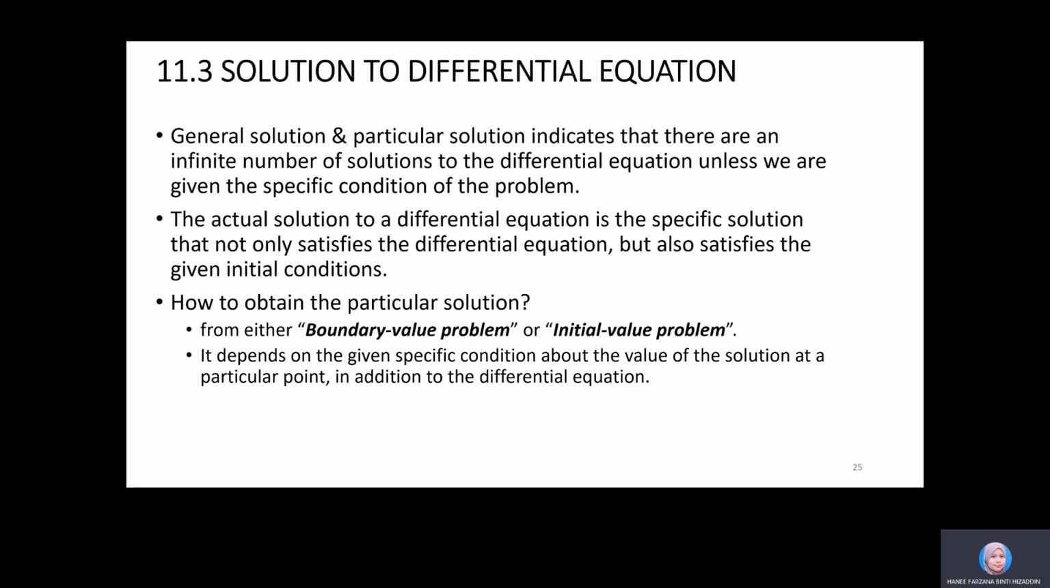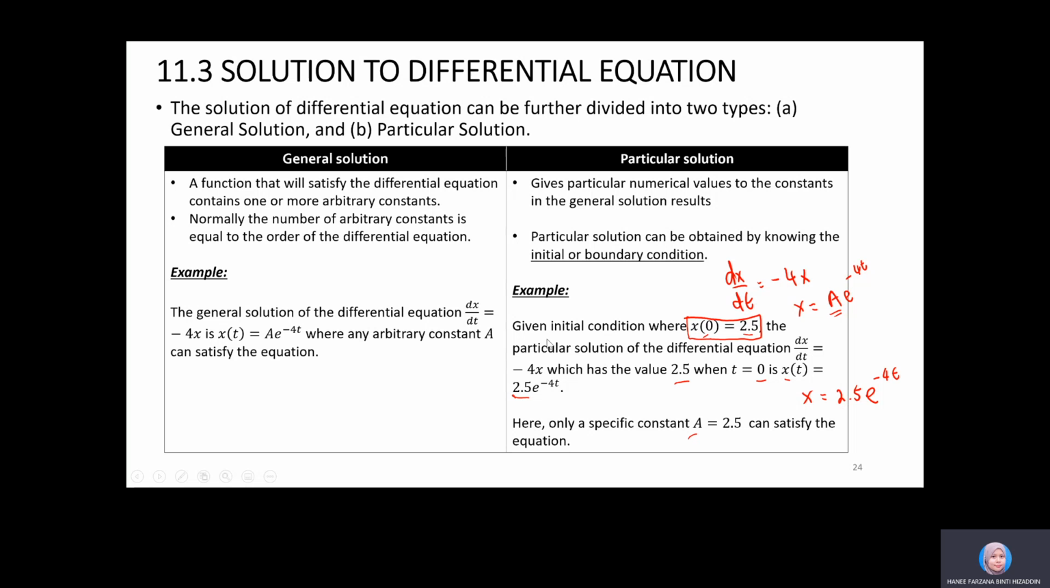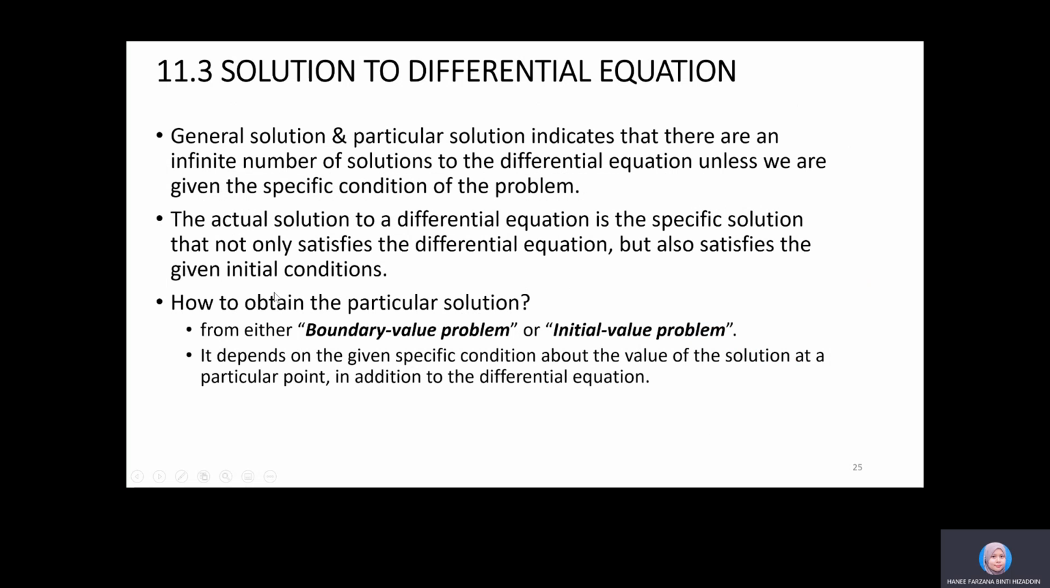General and particular solutions indicate that there are an infinite number of solutions to the differential equation unless we are given the specific condition of the problem. Practically it could be anything under the sun. The value of a in this example could be any value, but if you are given a specific condition, only then can you find the particular value of a. So the actual solution to a differential equation is the specific solution that not only satisfies the differential equation, but also satisfies the given initial condition.